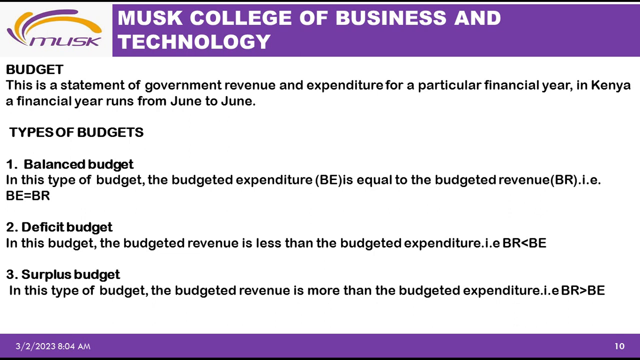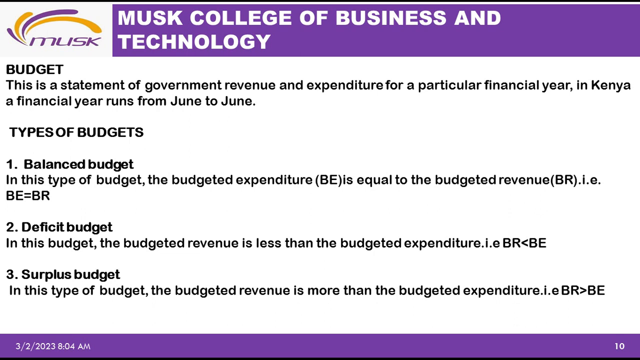We can have what we call a balanced budget. Balanced means the expenditure is equal to revenue. That's why we call it balanced, and the abbreviation is B equals BR. Then we have a deficit budget, and here the budgeted revenue is less than the budgeted expenditure. So we have budgeted more than we have. That is what we call a deficit. So it means we have to look for ways to finance what we don't have.